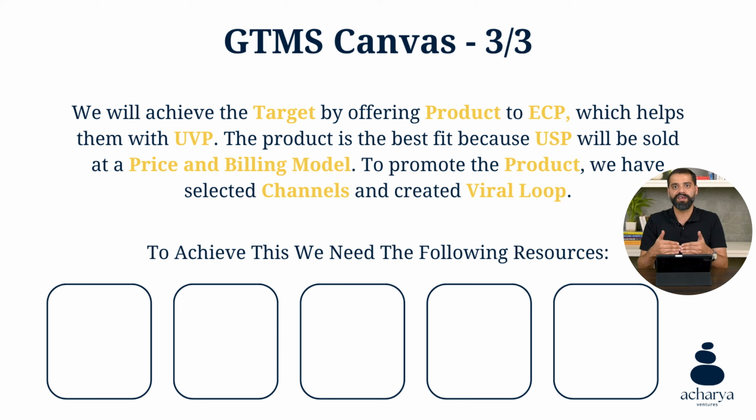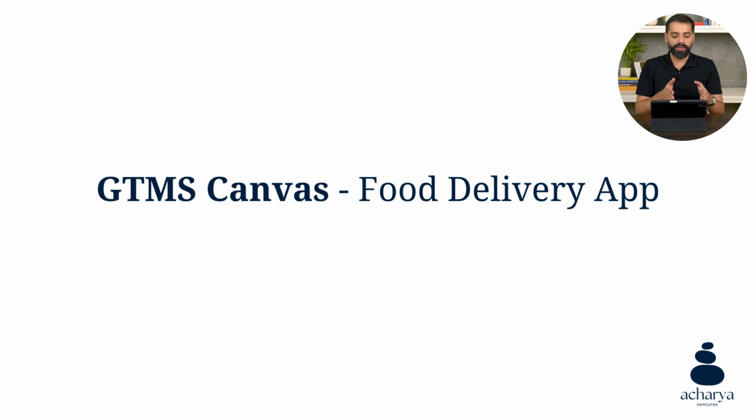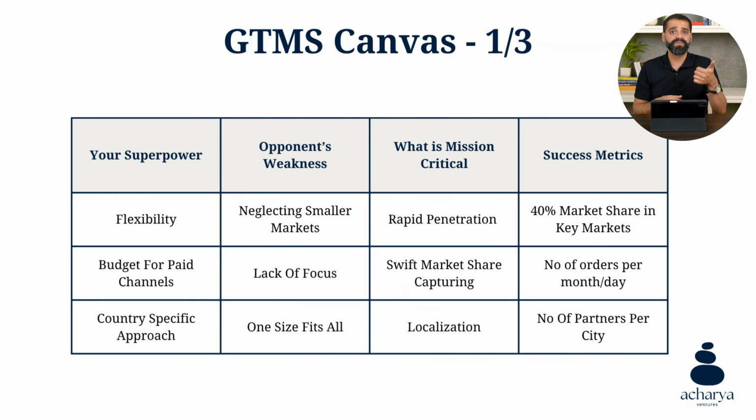And to achieve these things, these are the 5 things that you need. I know this might look very abstract at the moment. Let's see how a food delivery app would use this canvas. Right? So when they talk about their own superpower, what are their advantages? It's a new food delivery app which is going to launch, and this is what they created as a GTMS.